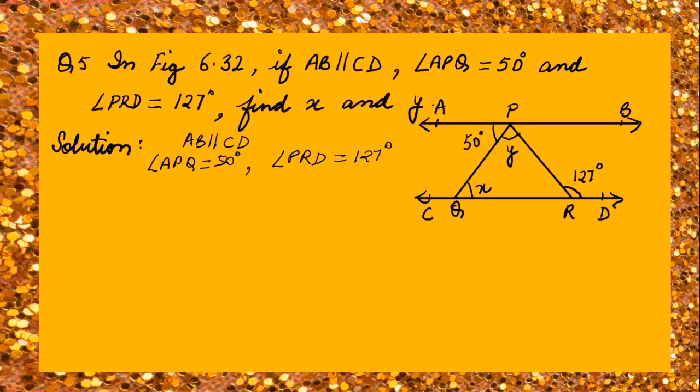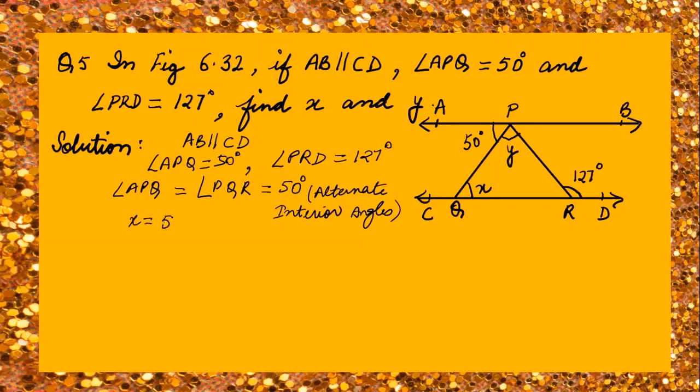Now here you can see that angle APQ, you can see AB is parallel to CD. So angle APQ equals angle PQR equals 50 degrees. Why? That is alternate interior angles. So you can say X is your 50 degrees. Now we want to find out Y.